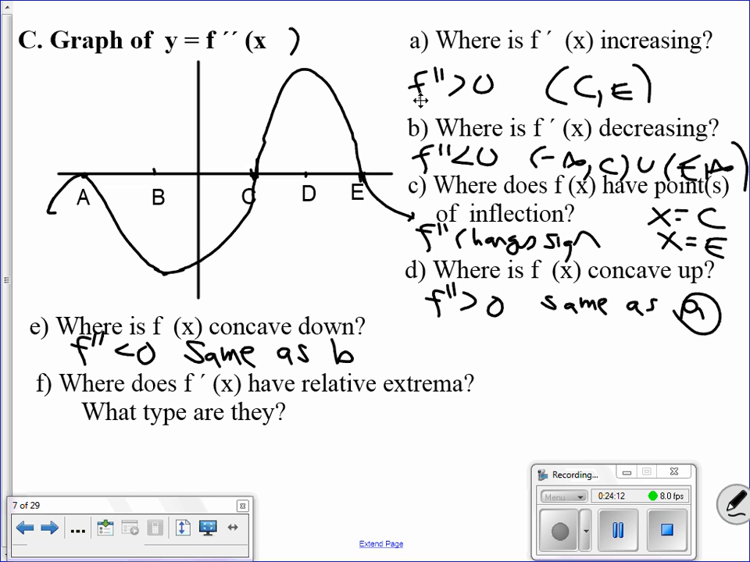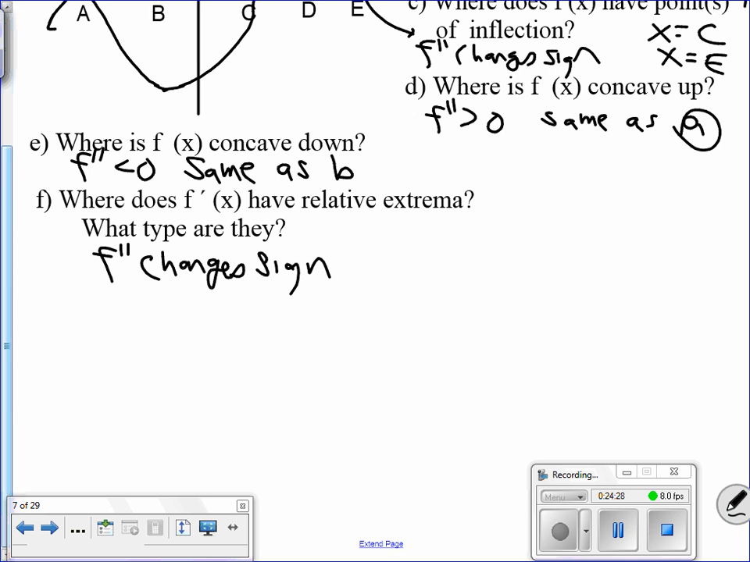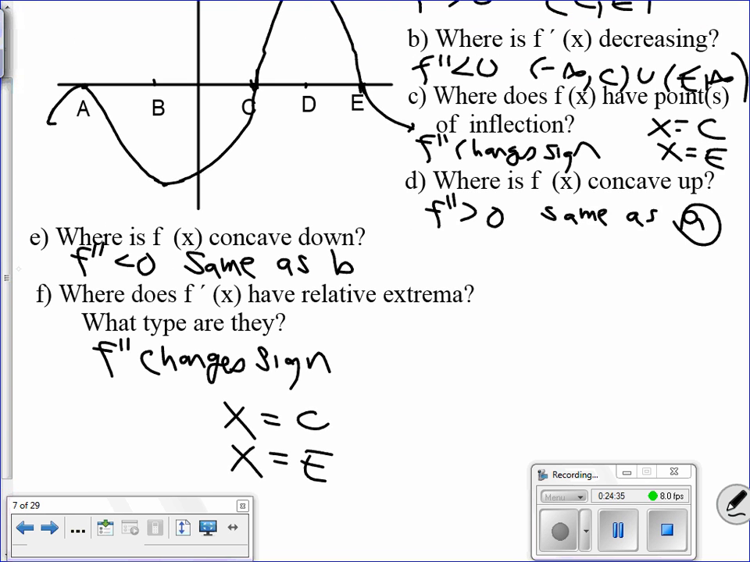Where does the first derivative have relative extrema? First derivative has relative extrema when the second derivative changes sign. Technically, we did answer that part. We said it's C and E. Yeah, we just got to give it a type. Correct. We just have to identify the type. So at C, would F prime have a max or a min? Right, because it's going from negative to positive. And at E, you guys are good at this.